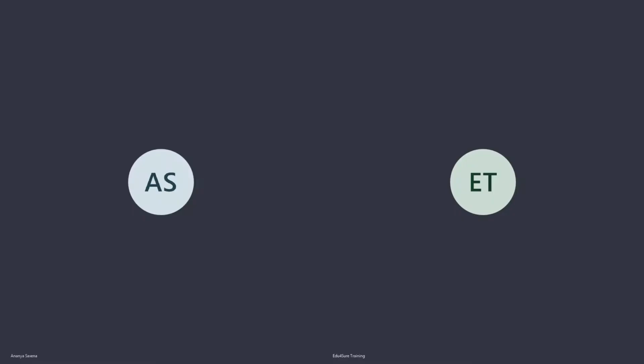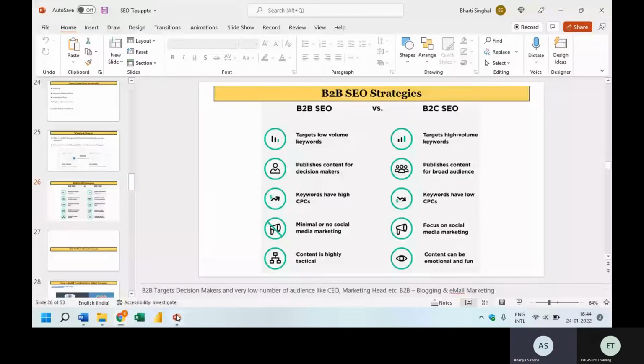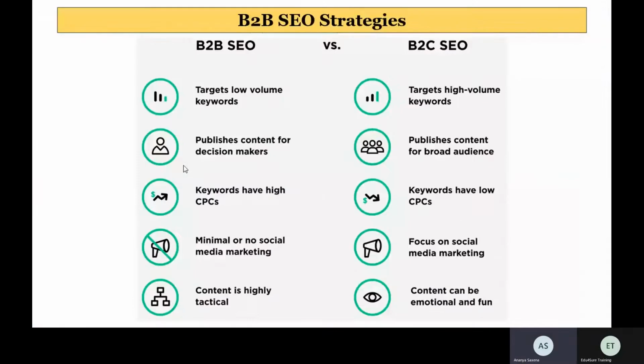B2B and B2C. Sorry, I just missed it out. B2B is when we target a company, and B2C is when we target a particular customer, an individual. So basically B2C is when you are actually selling to the direct consumer.